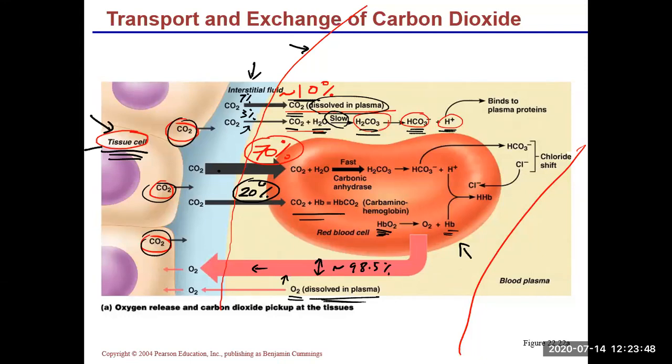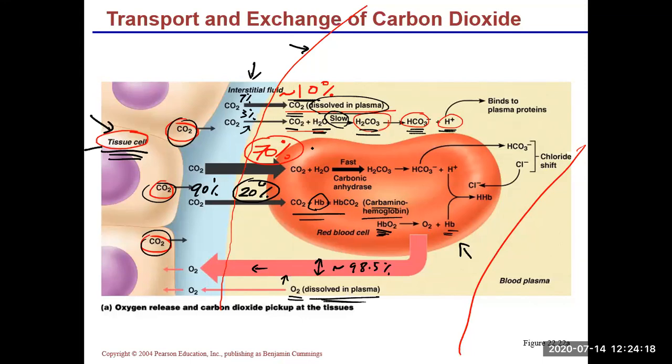What happens then? 90% of the carbon dioxide is going to go to the red blood cells. They are nonpolar, they can pass the membrane, there's no problem. And now 20% of that 90% is going to combine with the hemoglobin. Remember, they are available because they dumped the oxygen already, so now they could pick up other passengers, in this case, carbon dioxide. That's called carbaminohemoglobin.